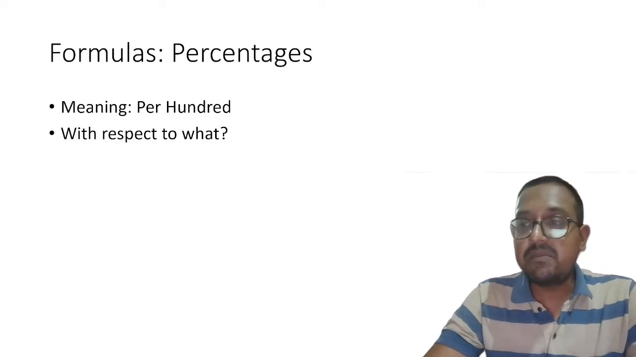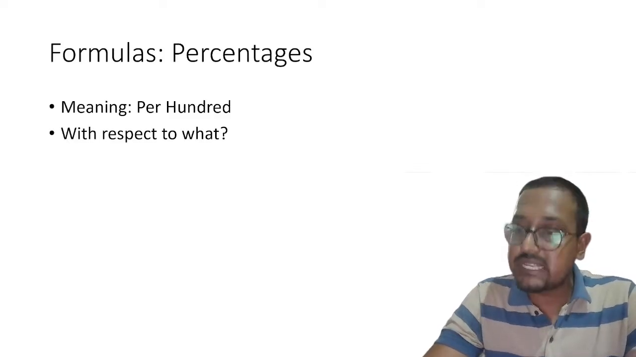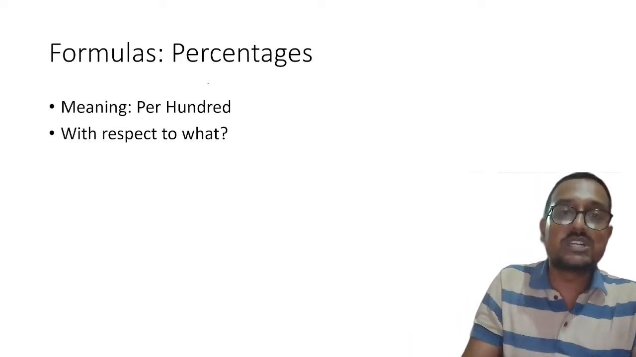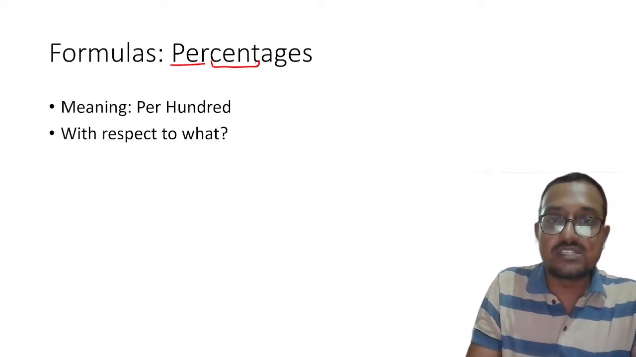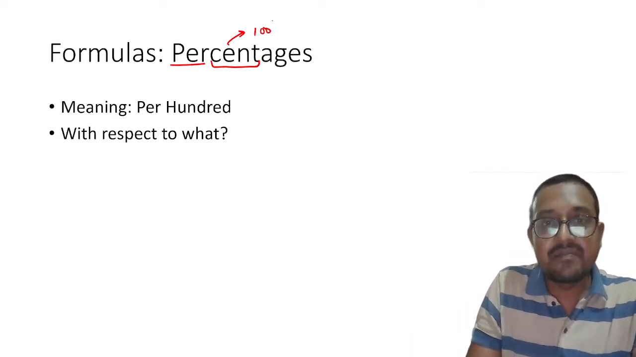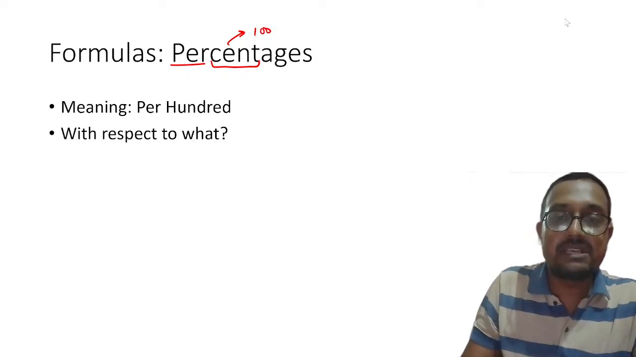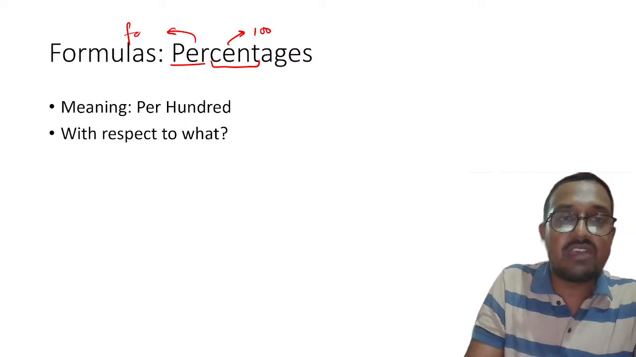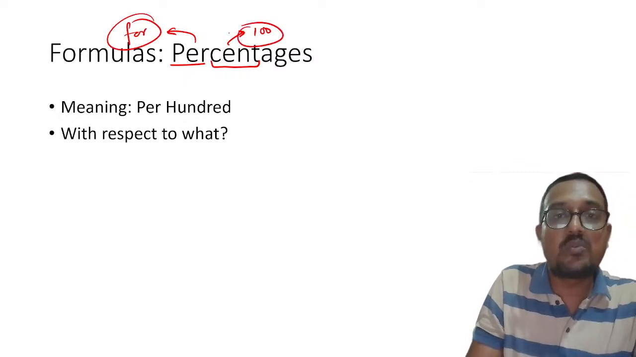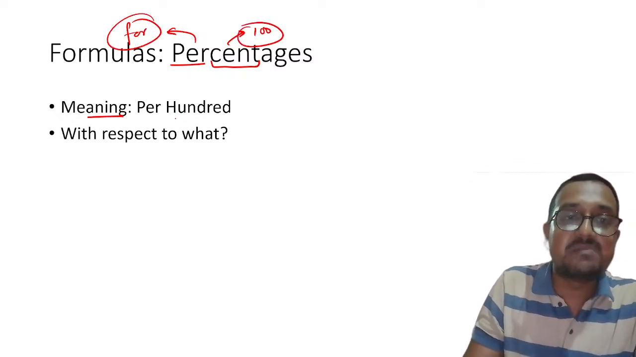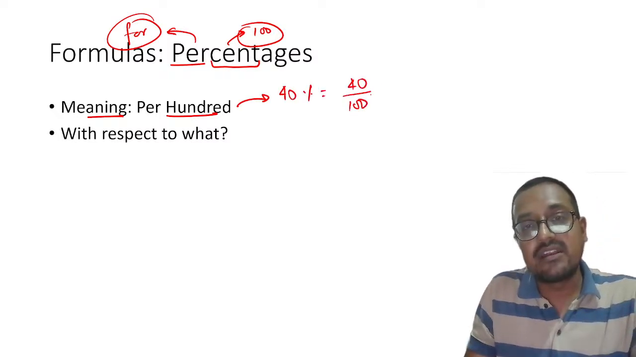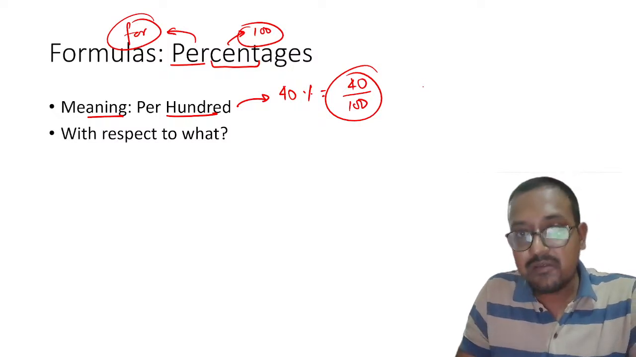Meanwhile, before solving them, I will tell you the basic formulas which will be used in this chapter. So my dear students, per cent has two words. Cent means 100 and per means every, for every 100. So for every 100 is called your percentage. Please remember its meaning is per 100. So for example, if I say 40%, it means 40 per 100. Is it clear?